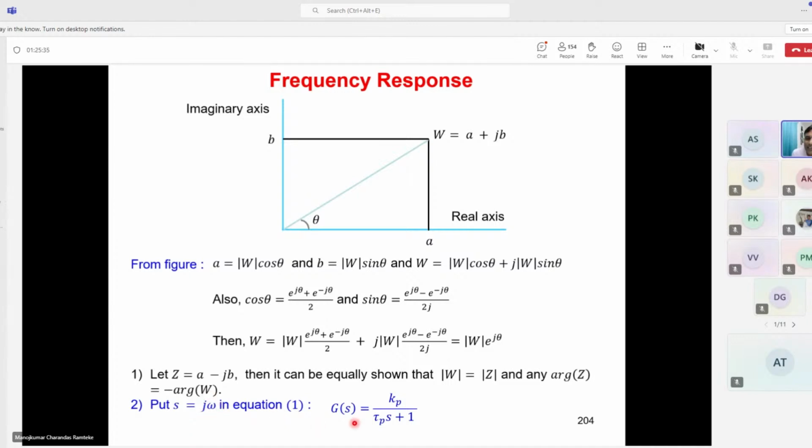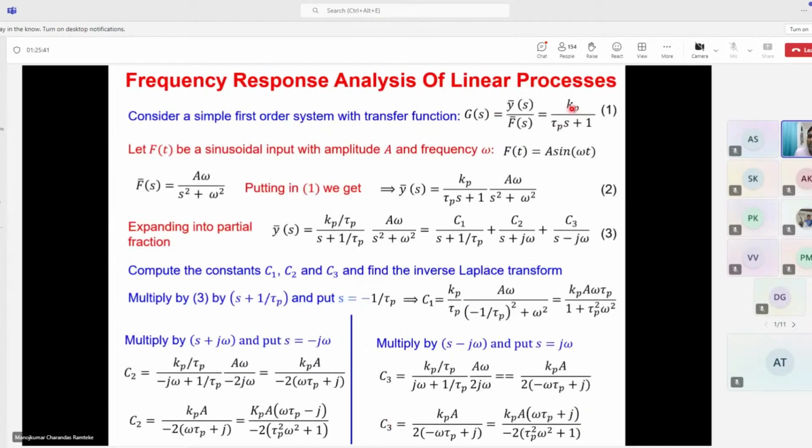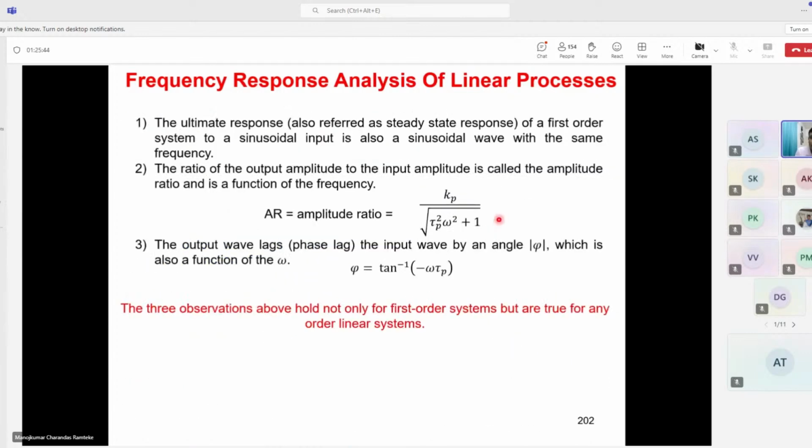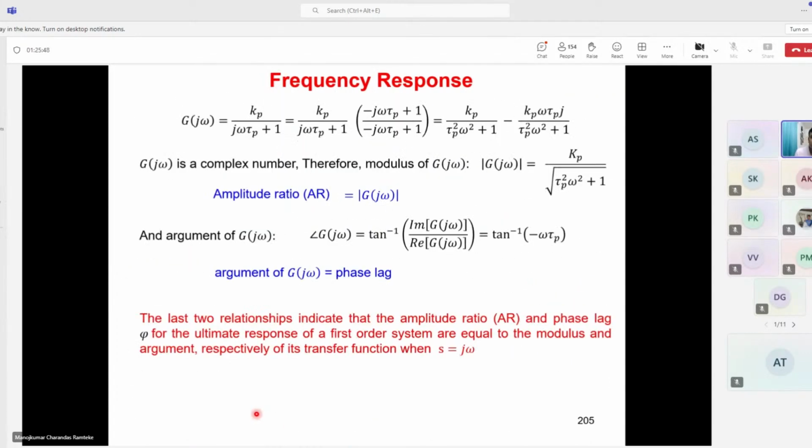Let's see. This is the first order process, Kp divided by tau p s plus 1. The same as this, isn't it? We started with the first order process, Kp divided by tau p s plus 1. Now replace this s by j omega. If I replace s by j omega, what am I going to get? I'm going to get Kp divided by j omega tau p plus 1. Correct? Yes or no?